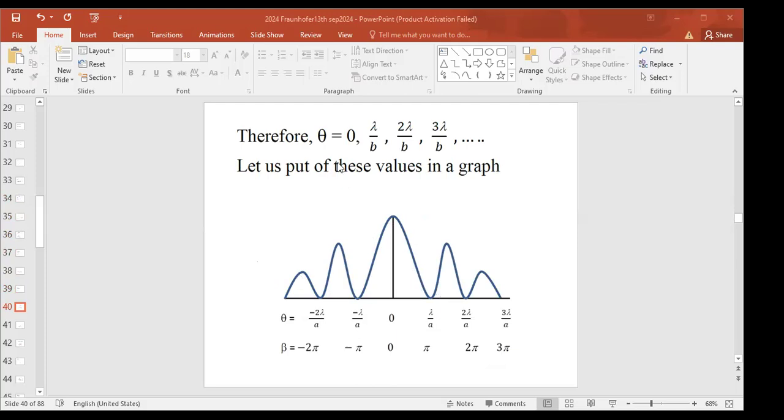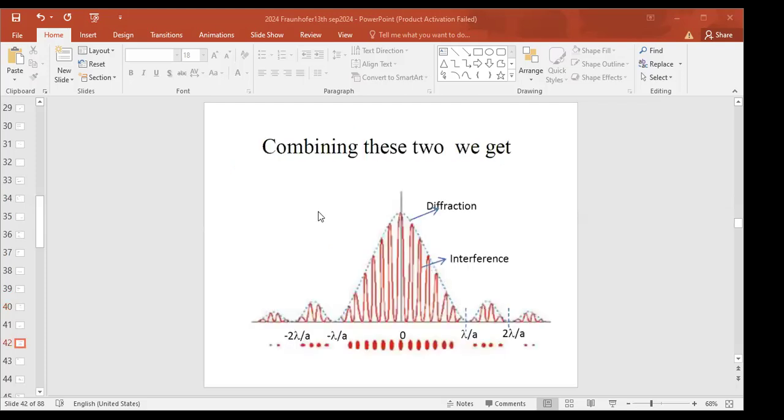Now we have a diffraction pattern similar to this, and we have a separate interference pattern. Now we don't know which is inside and which is outside. So we have to think about that, and then we can draw it, right? So combining these two, we can have a pattern like this. This blue one is the diffraction pattern due to the single slit, right? So inside we have the interference pattern like this due to the two-slit interference, right?